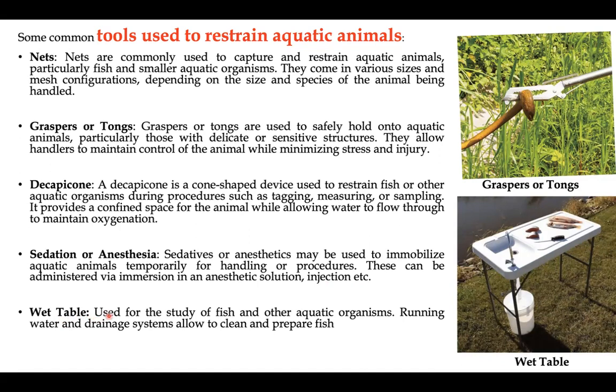Another one is the wet table. As you can see, this picture is the wet table. It is used for the study of fish and other aquatic organisms. Running water and a drainage system allow you to clean and prepare the fish quickly and with more cleanliness. We have only provided two pictures here, the decapicone and the wet table.